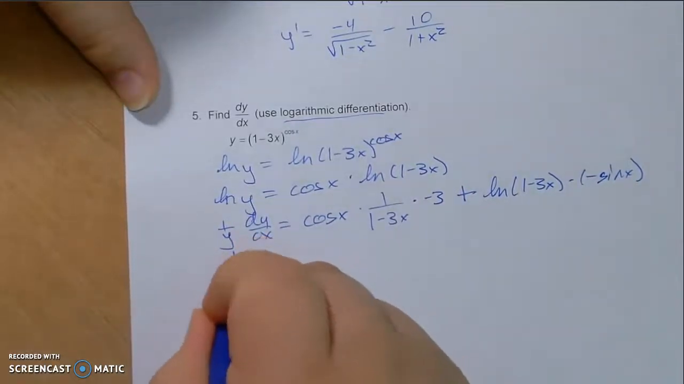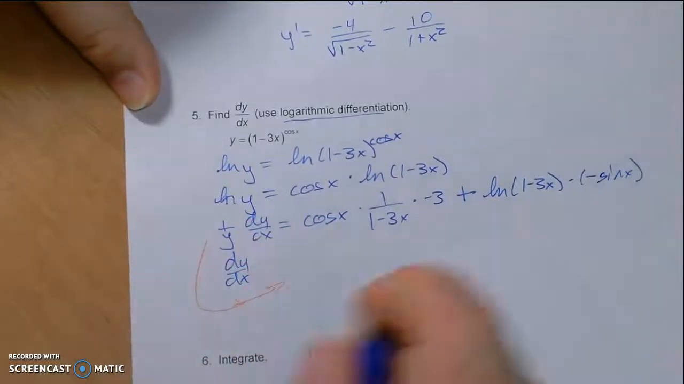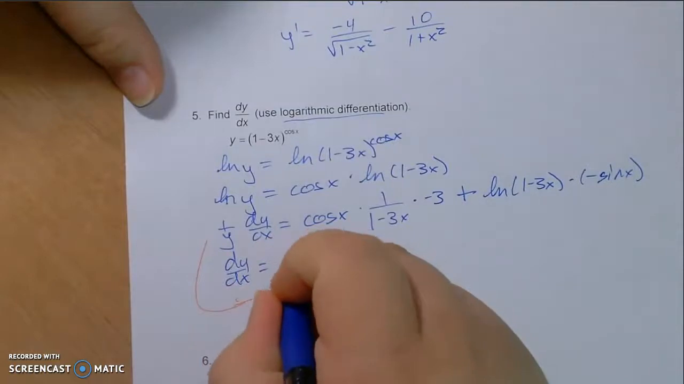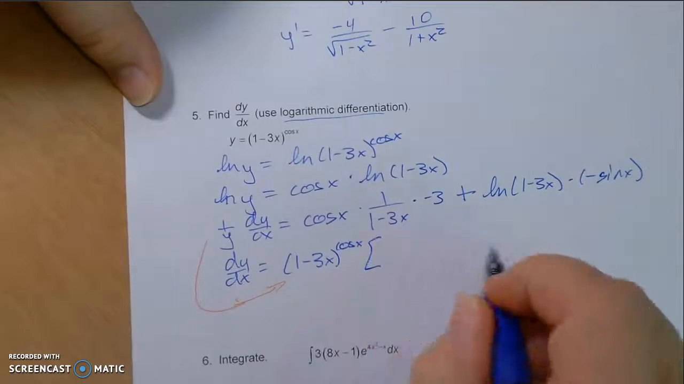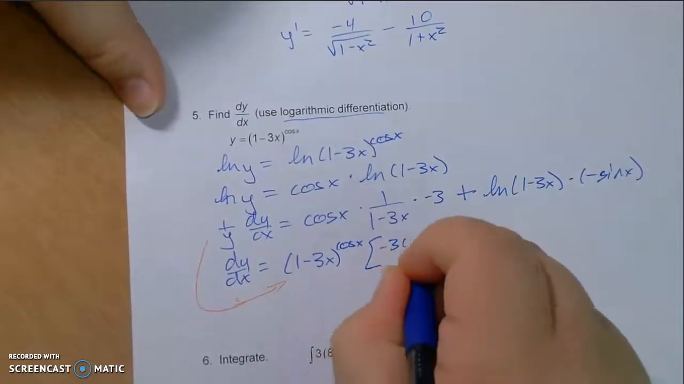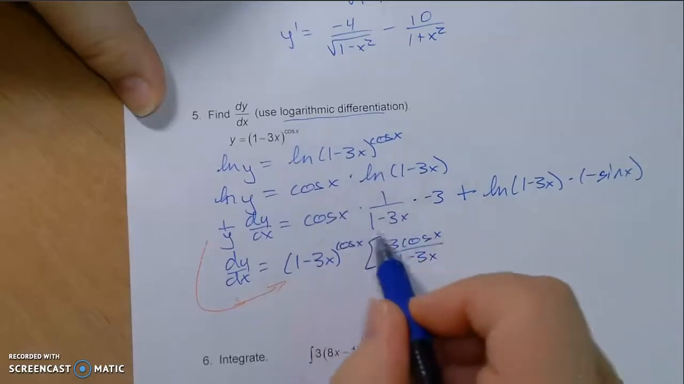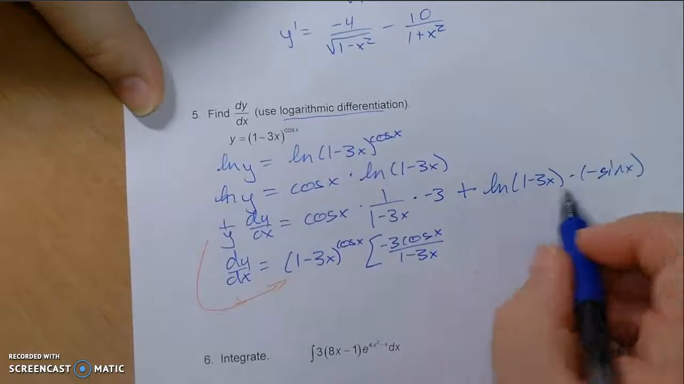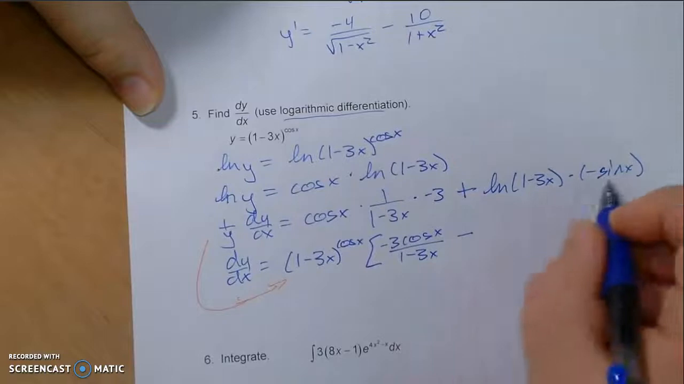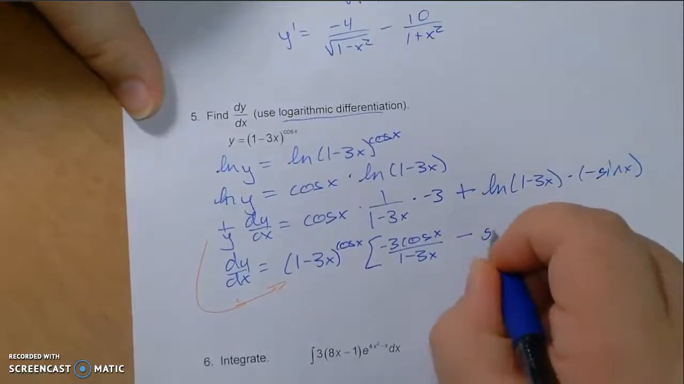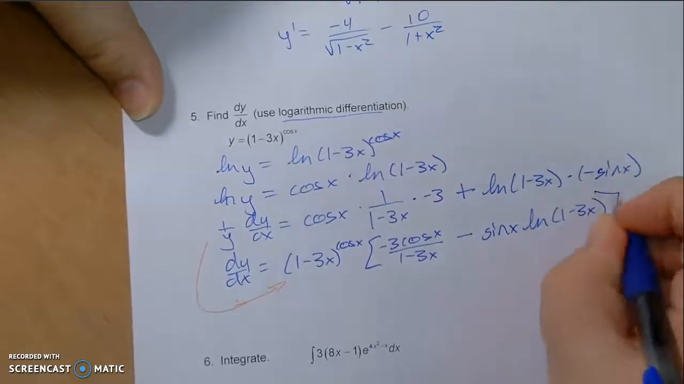Now, when we solve for dy dx, this y we're going to carry over to the other side. And I'm going to go ahead and rewrite that. That is 1 minus 3x to the cosine x. So there's our y. Then we're going to simplify all this. We have -3 cosine x over 1 minus 3x. So that's these three. Is it going to be plus or minus? Let's see. There's a minus, and they're all on the same level, no denominator. So I'm going to write my trig function and then my natural log, and we're good to go.